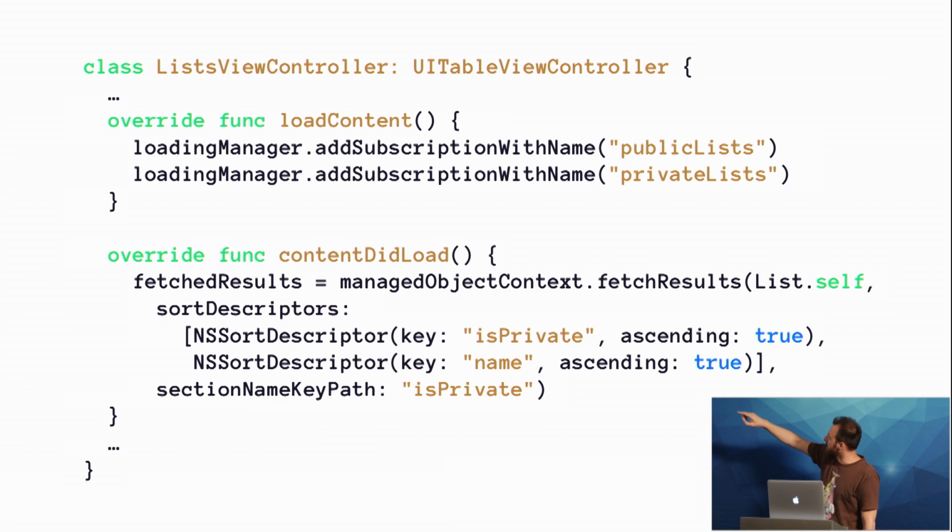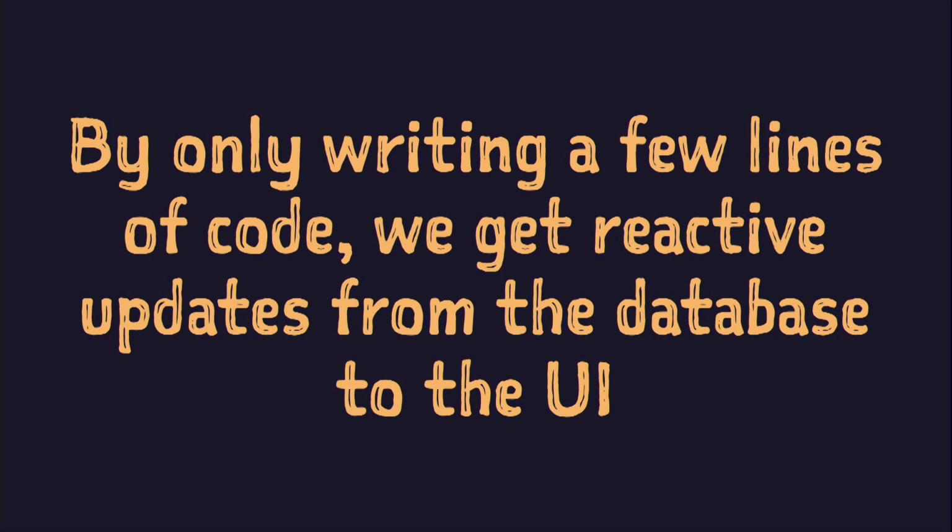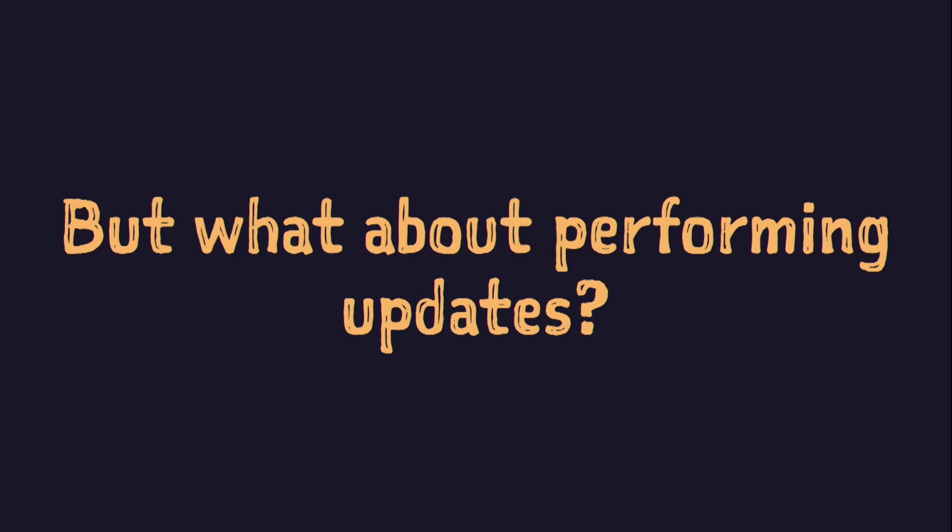And then with this bit of code, we actually hook up our core data with the table view. So by only writing a few lines of code, you get the kind of reactive updates you're used to from the regular Meteor. Updates directly from the database to the UI, like real full stack reactivity. There's one part missing though. What about performing updates?